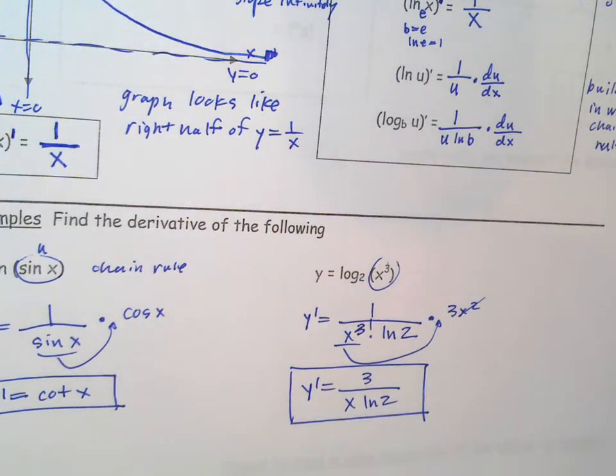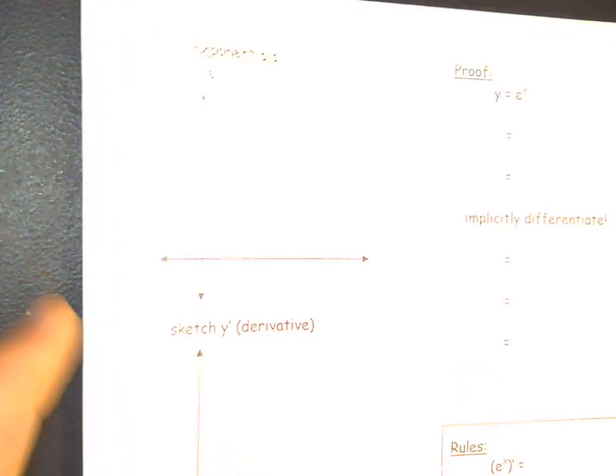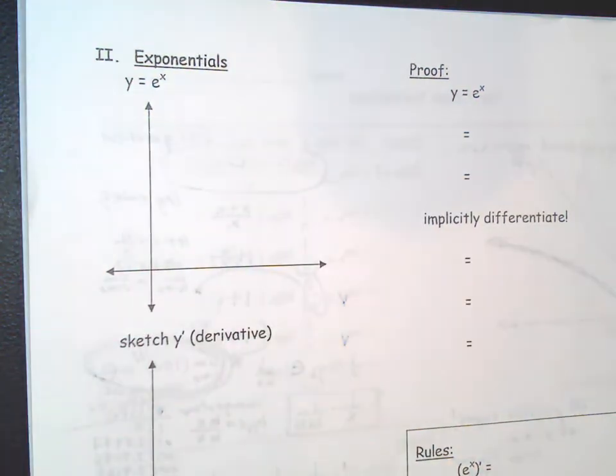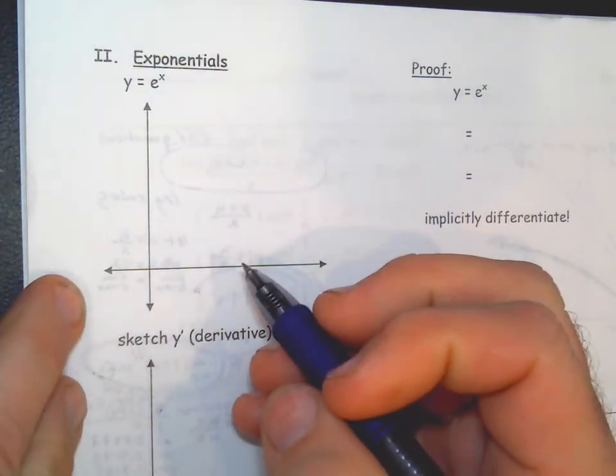Now, let's figure out what the derivatives of exponentials are. I feel like we kind of went backwards. We usually like to work with exponentials first and then logs, but whatever, we change it up. So exponentials. Let's take a graphical approach first, okay?